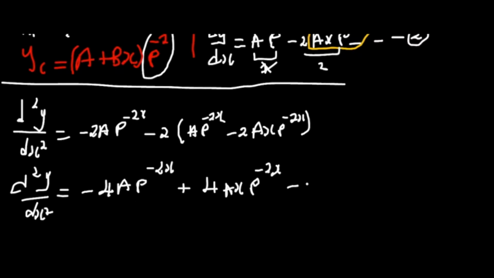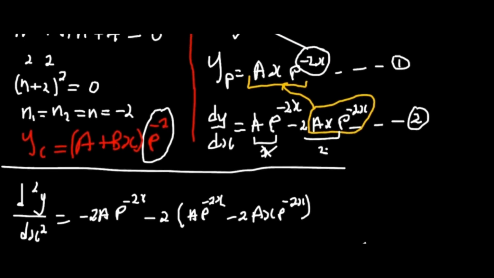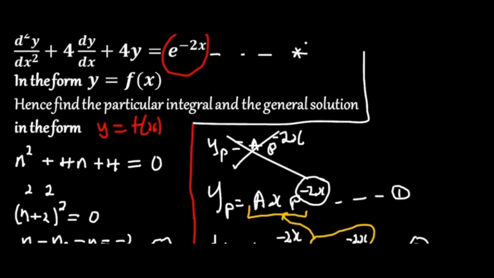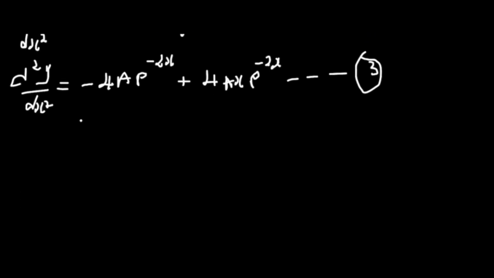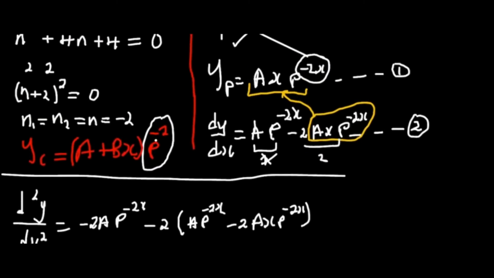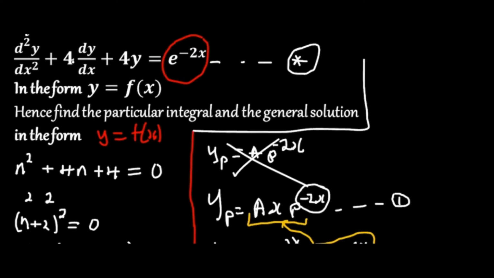So we have this, our equation 3. If we take our equation 1, equation 2 and equation 3 and put them in equation star, then we're going to get our value of a. So we have d squared y over dx squared. We're going to copy this, minus 4a e to the minus 2x plus 4ax e to the minus 2x. So that is it, plus 4 dy dx.